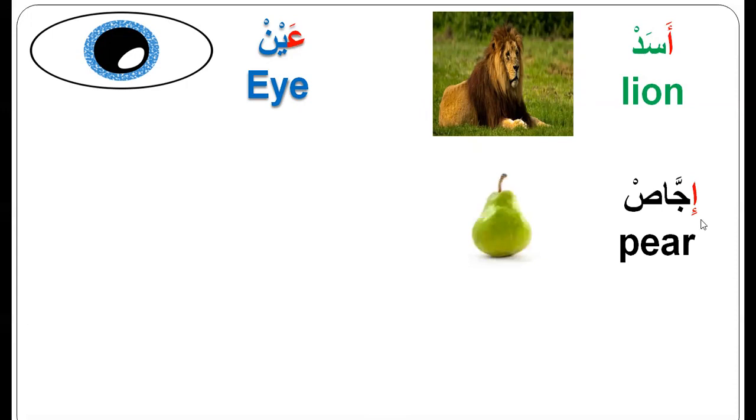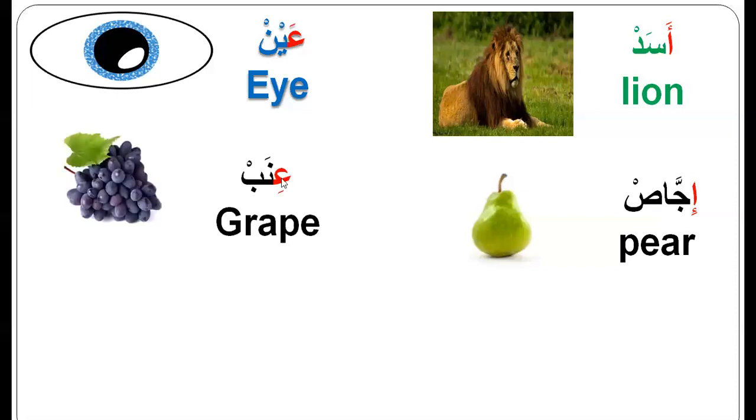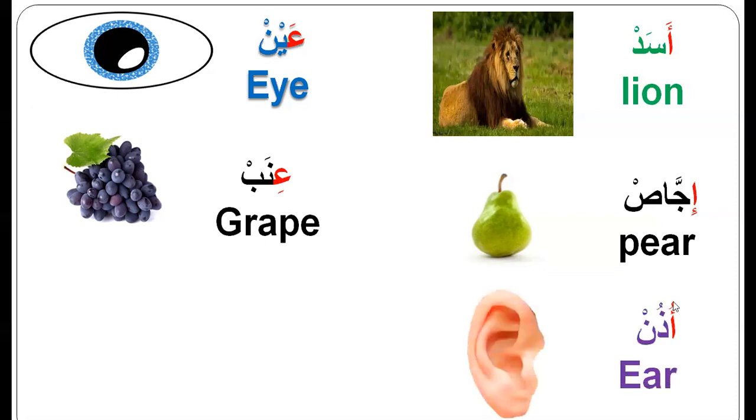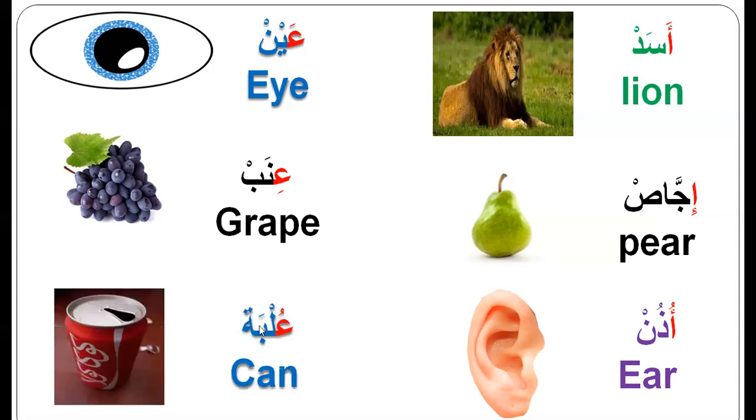If the letter has kasra, we say Ijas, pear. Ain with kasra, we say Inab, grape. Inab. No, don't say Hamza, but we say Ain. If the letter has dhamma, we say udhun, ear. علبة for can. Then let's repeat these words.